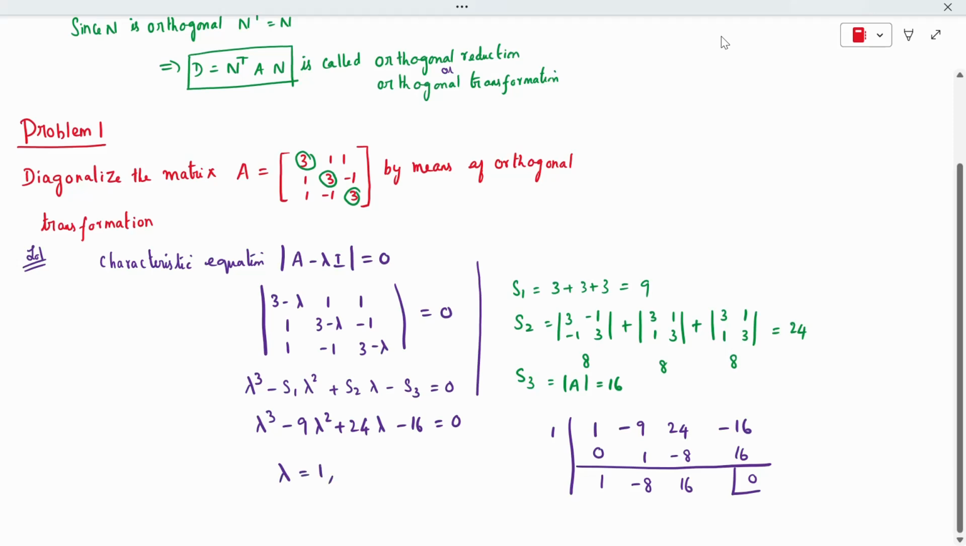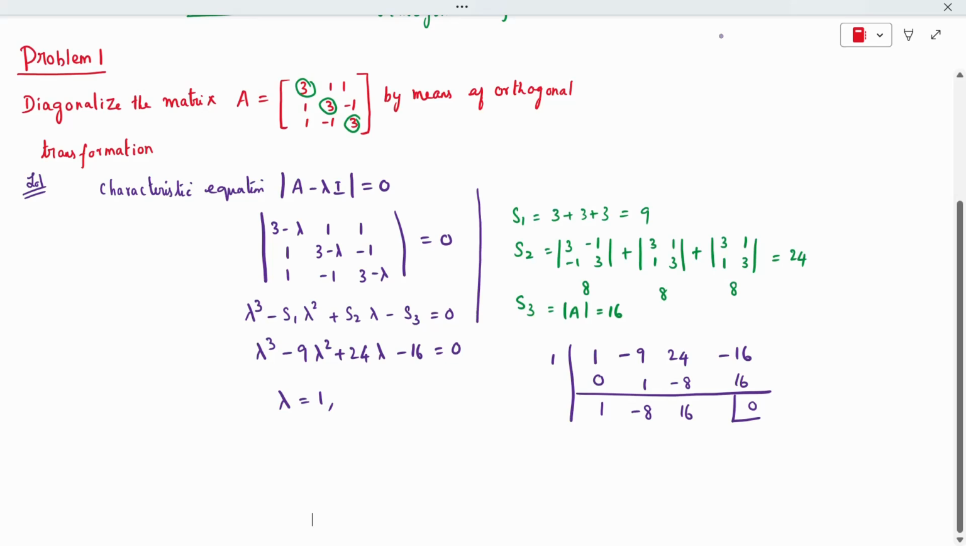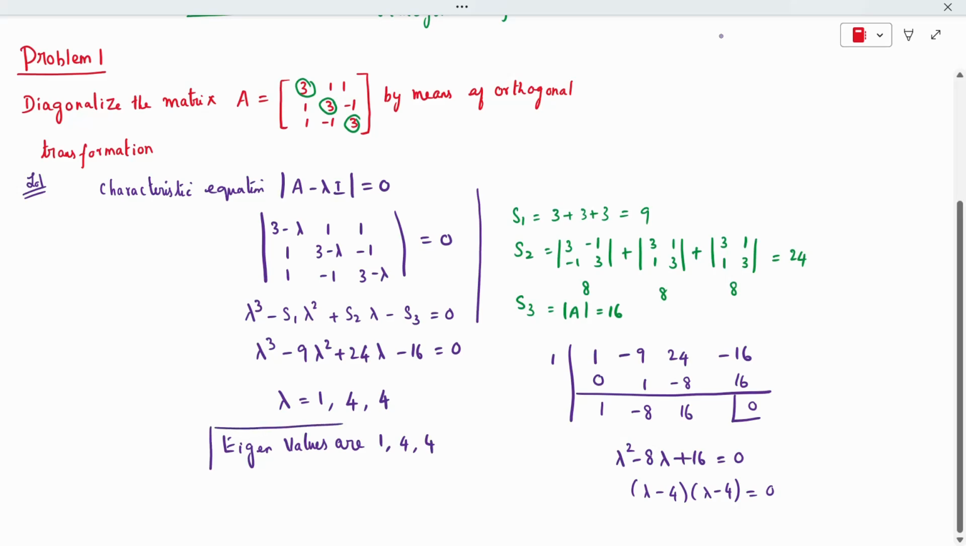The other two values I have to calculate using the equation. Consider lambda squared minus 8 lambda plus 16 equal to 0. Write it as a product of two terms: lambda minus 4 times lambda minus 4 equal to 0. Check it: lambda squared minus 8 lambda plus 16. Yes, it is correct. So the other two eigenvalues are 4 and 4. The three eigenvalues are 1, 4, 4.